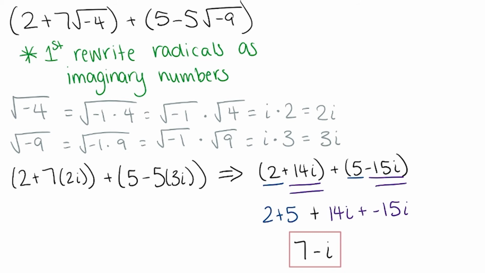Whenever we see our terms written as radicals with a negative number inside that radical, we can always rewrite that using the rules that we have for our imaginary numbers, which is that the square root of negative 1 is equal to i.